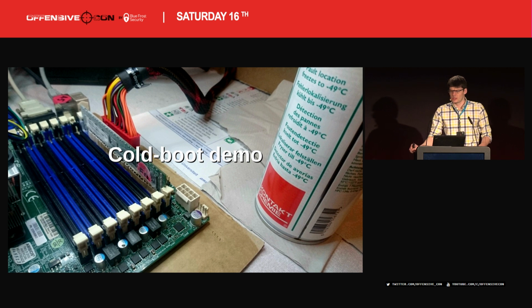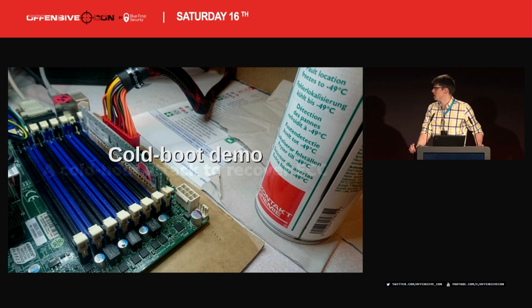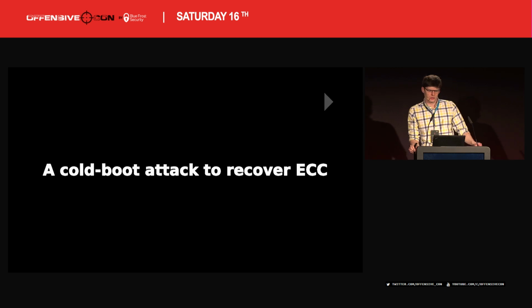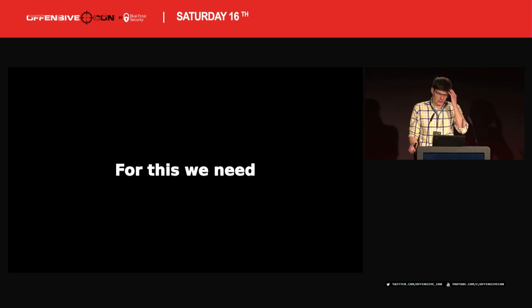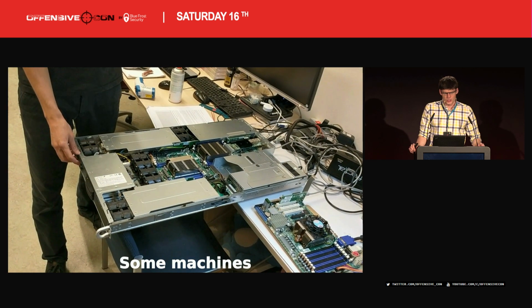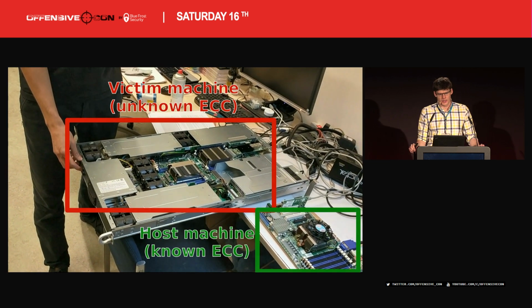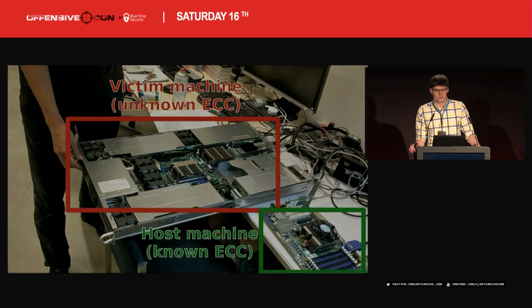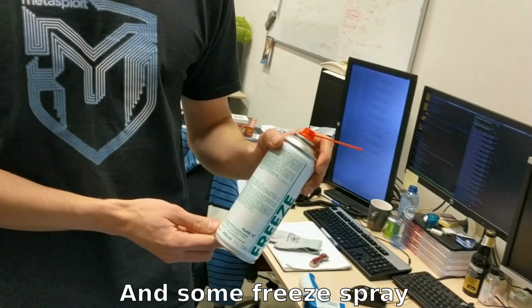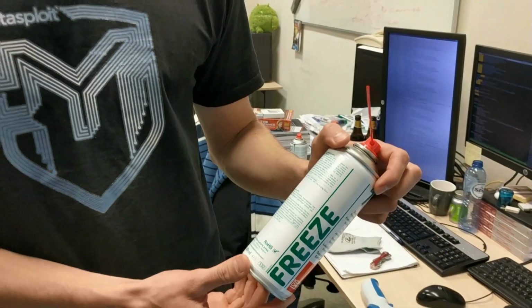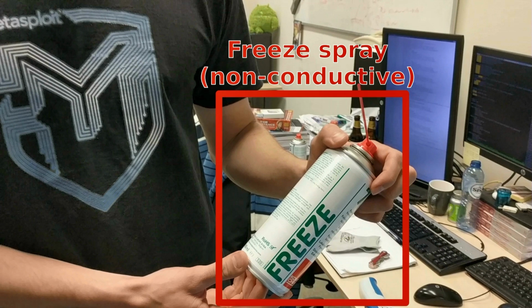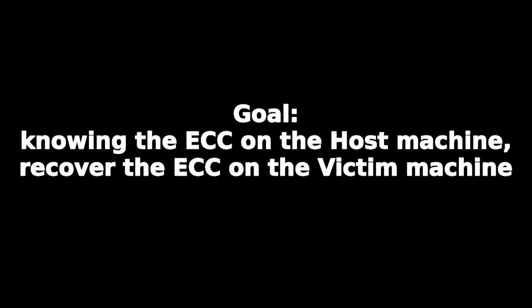Yeah, we also have a demo with this one, and the demo god is with us again. So I'm going to explain the cold boot attack. There are 2 machines here. The one on top is the victim machine, for which we don't know the ECC, and the one below is the host machine, for which we know the ECC. The idea is to figure out the ECC on the unknown one. We have some freezing spray, and I actually have several boxes now. It's non-conductive. The goal is that we want to recover the ECC function of the victim machine.